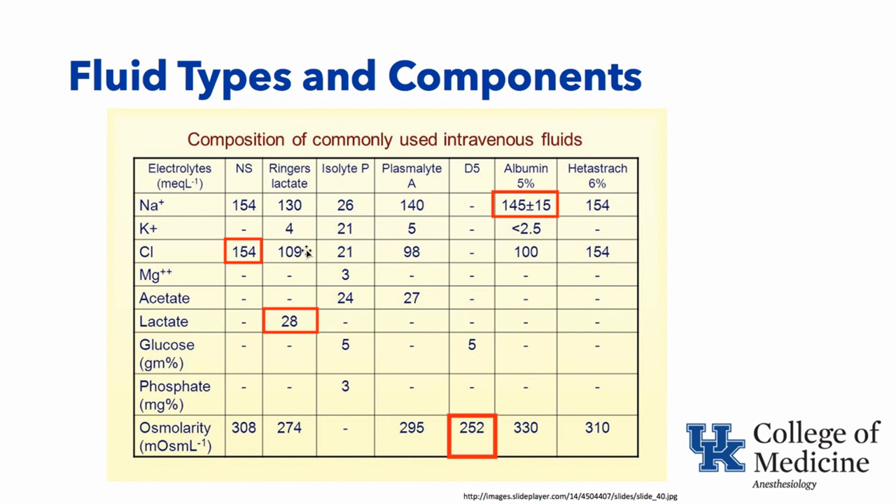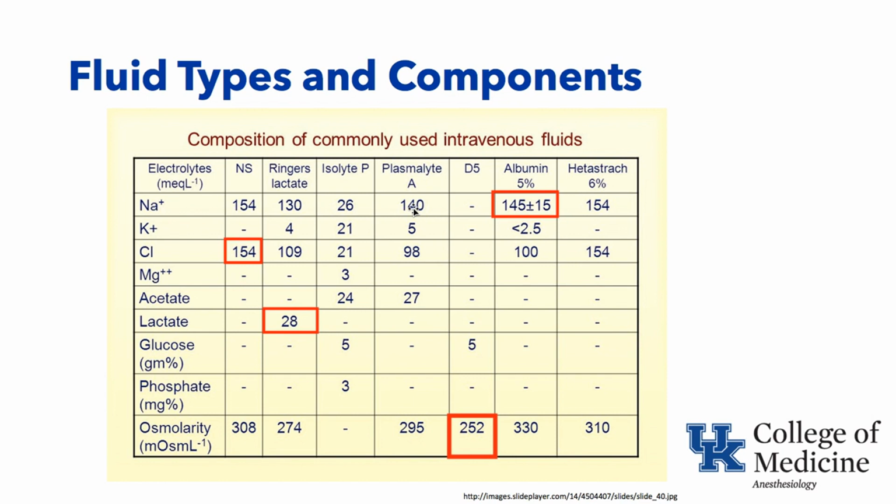Along with chloride, one of the anions is lactate, which is metabolized by your liver to bicarbonate, and an osmolarity of about 274. Not mentioned here is the fact that Ringer's lactate also has some calcium in it. Plasma-Lyte is very close to what's in our body: sodium 140, potassium of about 5, chloride 98, acetate is used as an anion, and the osmolarity is about 295.